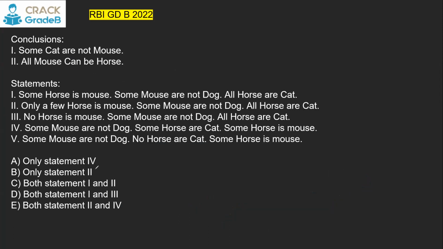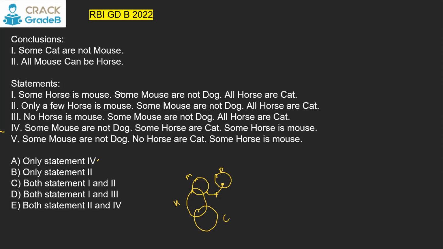Let's go with the options again. Fourth is there, so let's go directly for the fourth. Some mouse are not dogs. So the entire mouse cannot go inside the dogs because some mouse are not dogs. Some horse are cat. And it says some horse are mouse. So we'll draw that part first. Some horse are mouse and some horse are cat.